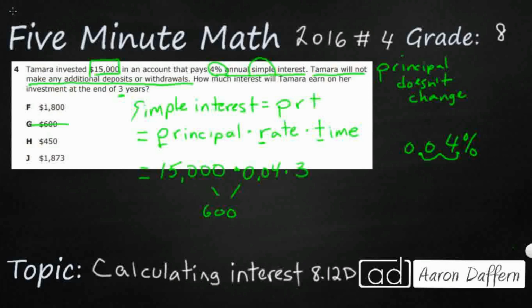So if you take your 600 and multiply that by 3, now you can tell the answer is going to be F. It's going to be that 1,800. So on a $15,000 deposit for 3 years, you're going to get an extra $1,800 in interest. Not too shabby. So our answer is F.